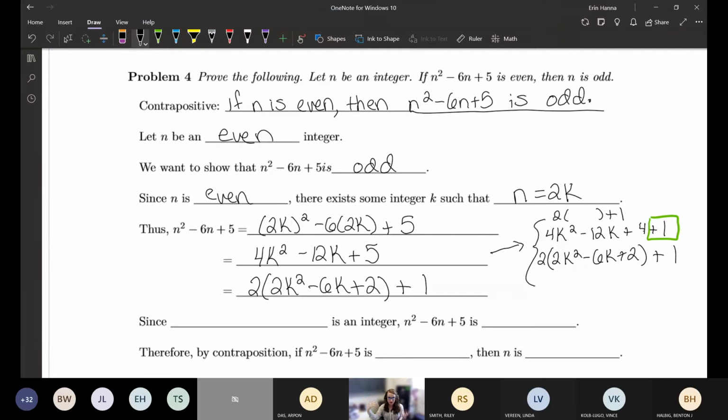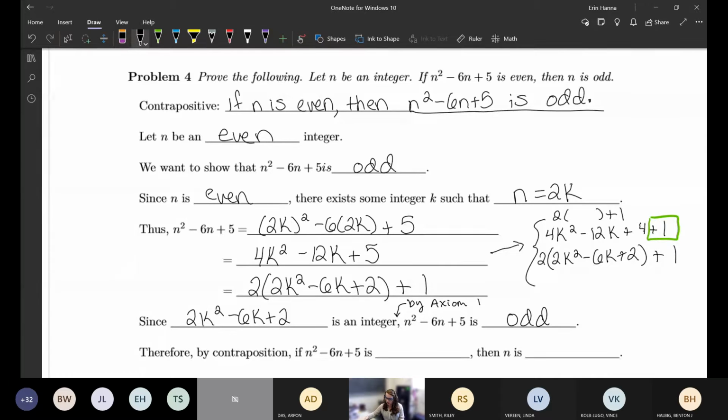Now, remember, the other thing about these is that you need to show that the thing inside the parentheses is an integer. But it is an integer, so we're just going to say since that 2k squared minus 6k plus 2 is an integer. Really, there should be a closure axiom in here. That's bad proof language. That's actually my bad. But they at least note that it's an integer. So since that thing inside the parentheses is an integer, that means that the n squared minus 6n plus 5 is odd, because we wrote it as 2 times some integer plus 1.